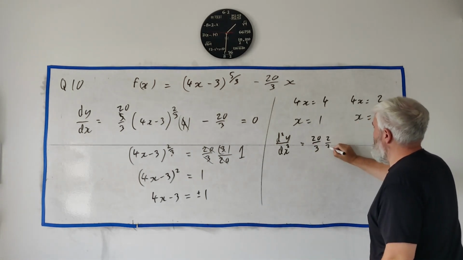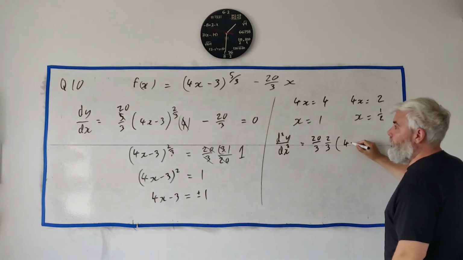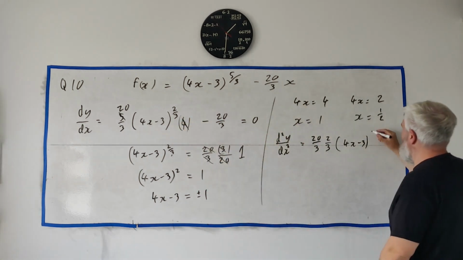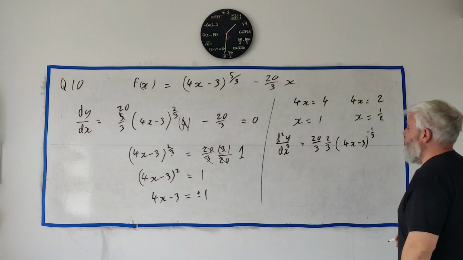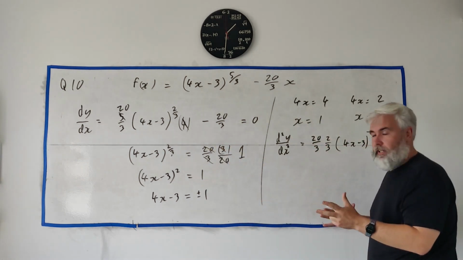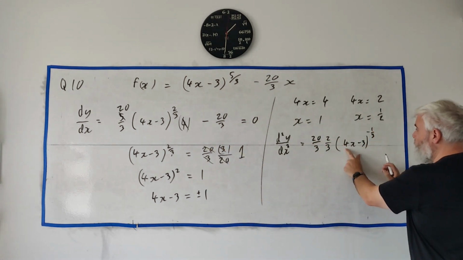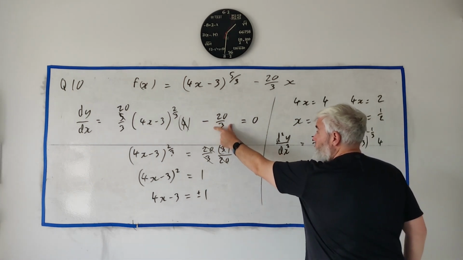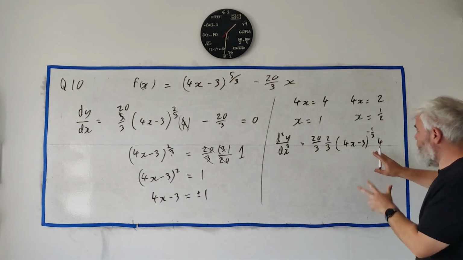So that's 2 to the power of 3. Bracket we'll leave alone, 4x minus 3. We'll take 1 away from this guy. That'll become minus a third. And then we'll fix the cheat we're using in the chain rule. We'll multiply by the derivative of inside. That'll be a 4 here. Then the derivative of a number is 0. So that's it. We're finished here.